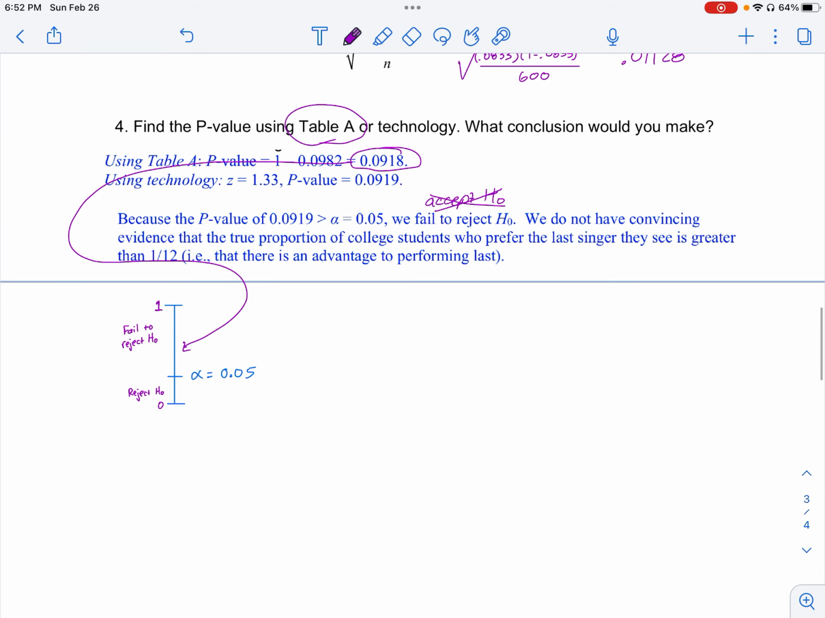And then one more closure sentence, right? We do not have convincing evidence that the true proportion of college kids who prefer the last singer they see is greater than 1/12. In other words, we do not have evidence that there's an advantage to performing last. All right.